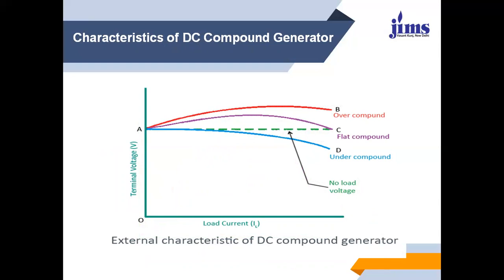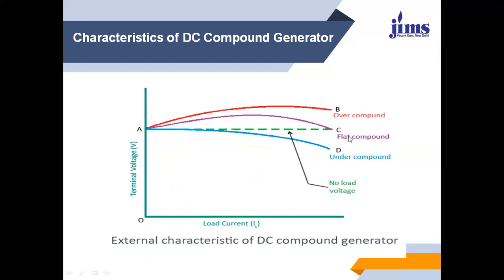As the name indicates, it will be a combination of the series and shunt winding. So if we have the two windings connected in series or parallel combination with the armature, then this type of generator is called the compound generator. There are different types of characteristics there. Over the y-axis there is the terminal voltage. Over the x-axis we are using the load current.